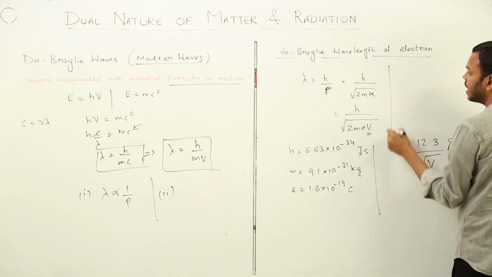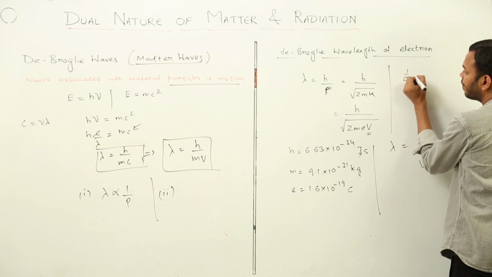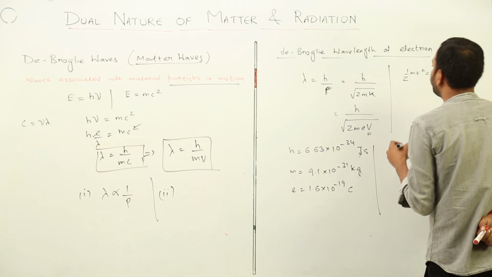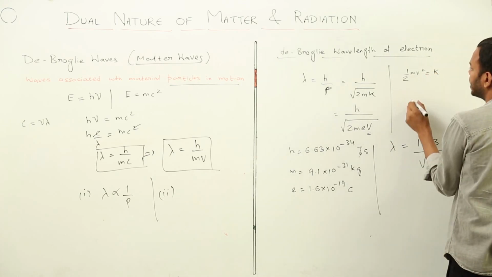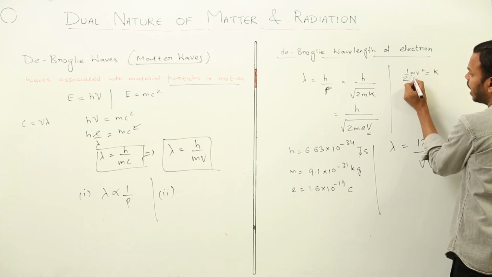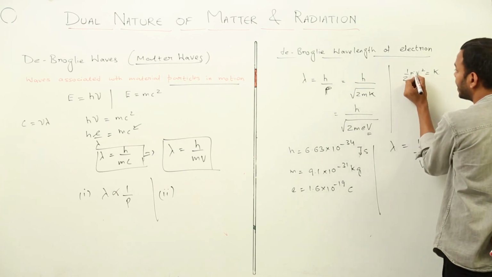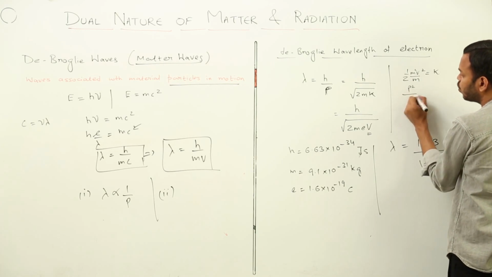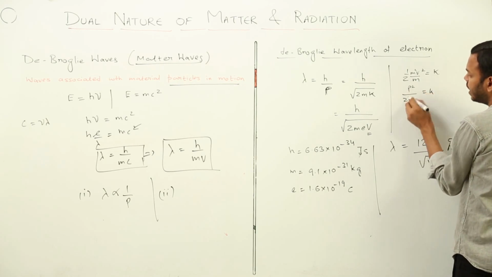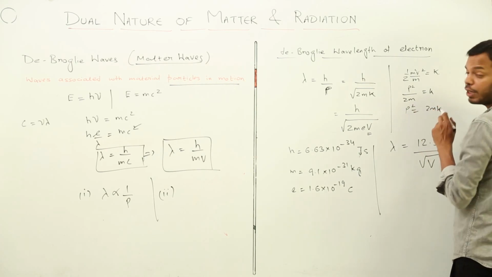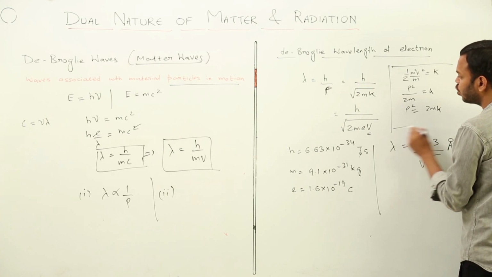Where does this come from? See, half mv squared is energy, okay, which energy? Kinetic energy. So if I multiply this term in numerator and denominator by m, I'll get m squared v squared divided by 2m. So we have got p squared upon 2m is equal to K. So p squared is equal to 2mK, and hence p is equal to under root 2mK. So this portion you don't have to see.